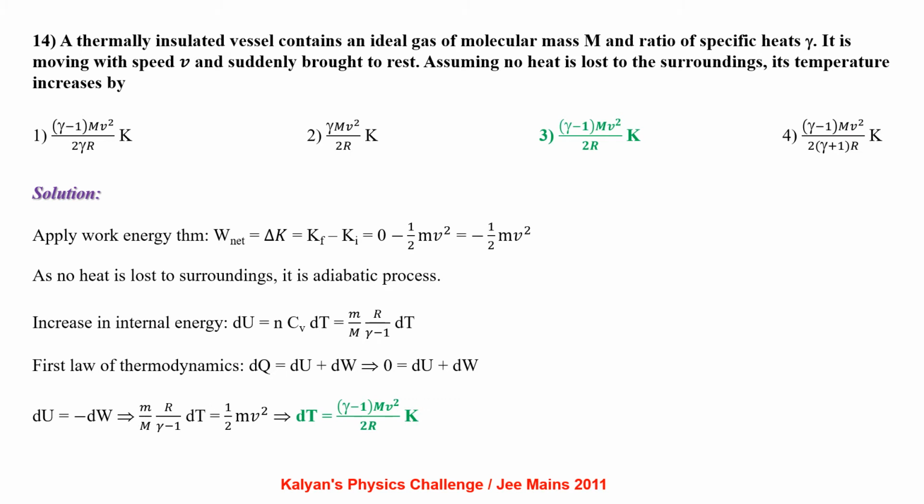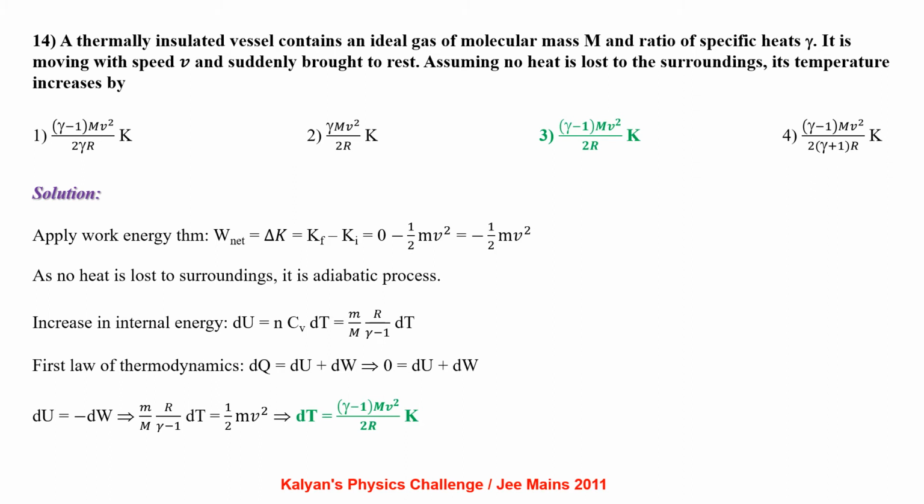A thermally insulated vessel contains an ideal gas of molecular mass capital M and a ratio of specific heats gamma. It is moving with a speed v and suddenly brought to rest. Assuming no heat loss to the surroundings, its temperature will increase by.